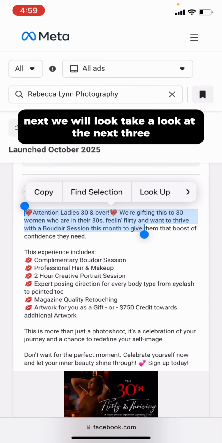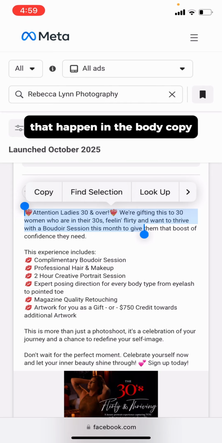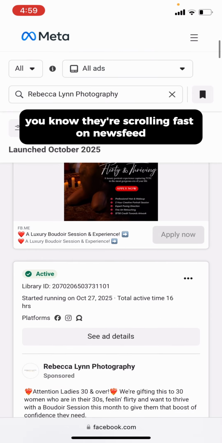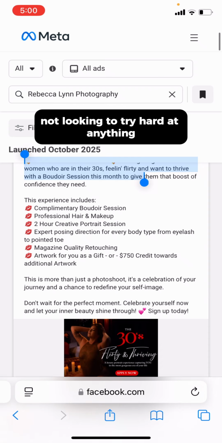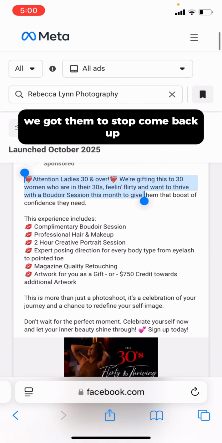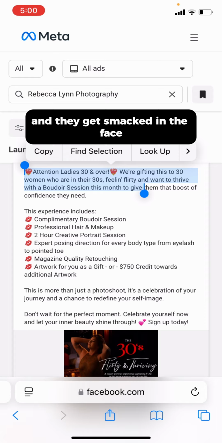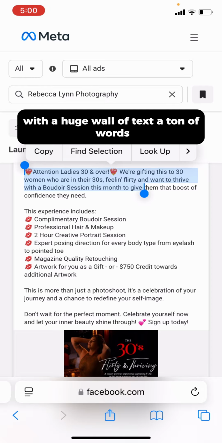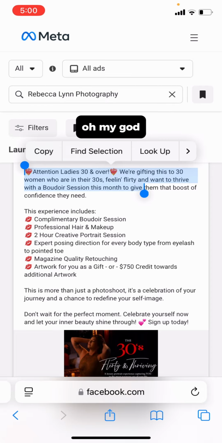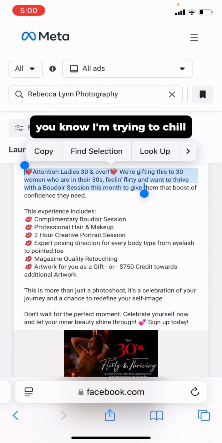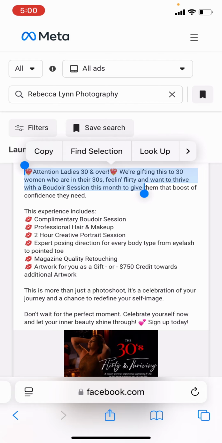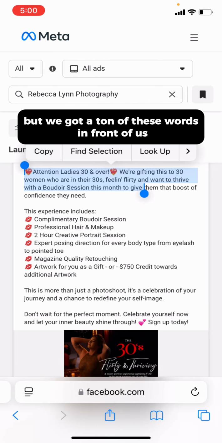Next, we'll take a look at the next 3 that happen in the body copy. And just thinking about this, they're scrolling fast on newsfeed, trying to be entertained, not looking to try hard at anything. We got them to stop, come back up, read like 1 or 2 sentences, which is a really big deal because their brain's in fast mode. And then they click the see more. And they get smacked in the face with a huge wall of text, a ton of words. And their brain's like, dude, oh my God. I'm trying to chill, not do anything right now. But we got a ton of these words in front of us.